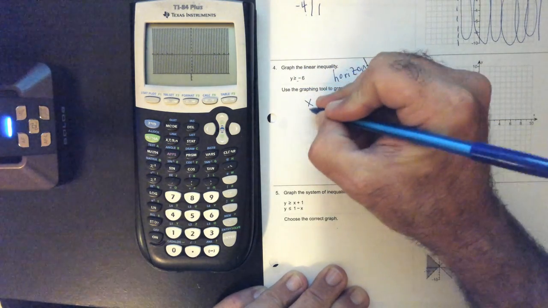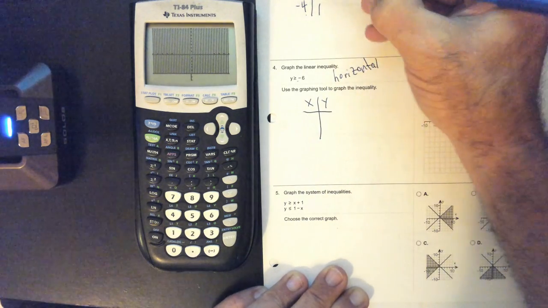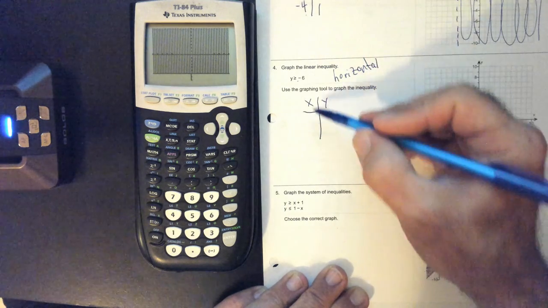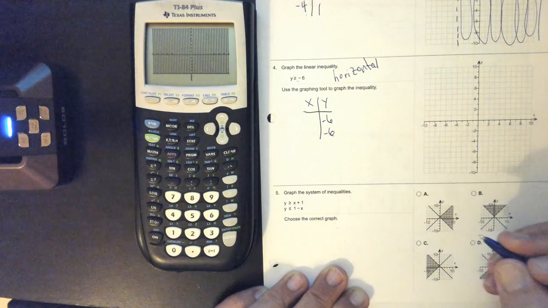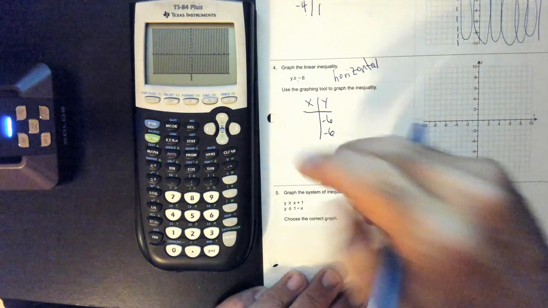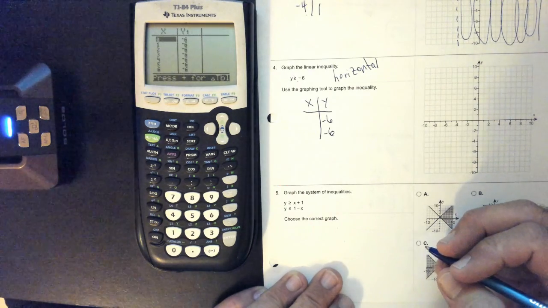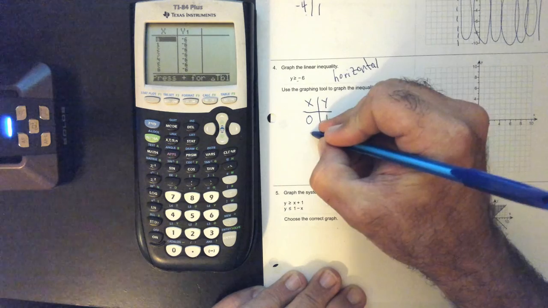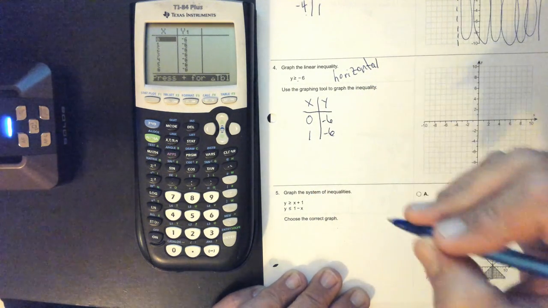Now I'm going to show you the table on this, because remember up here, since it only had an X, everything was -4. Down here, since it's only got a Y, all the Y's we look at are going to be -6. So watch this when I hit second graph and pull up my table. Notice, you can pick 0, you get -6. You can pick 1, you get -6. You can pick 2, you get -6.